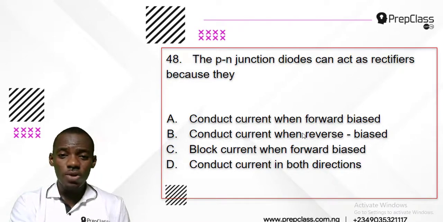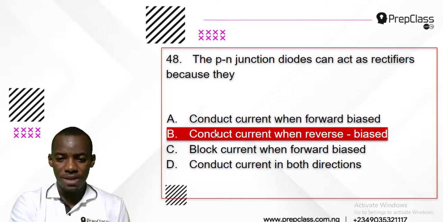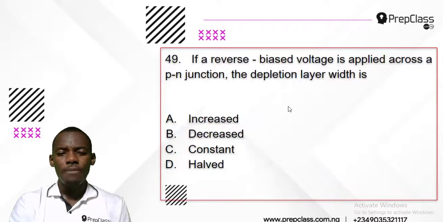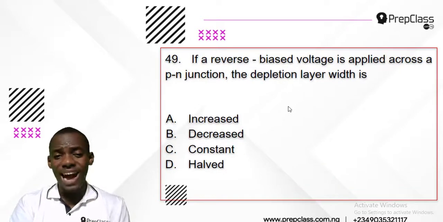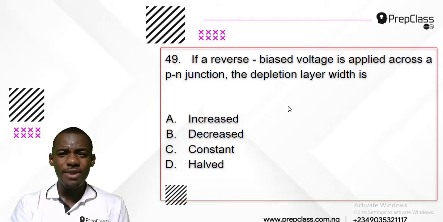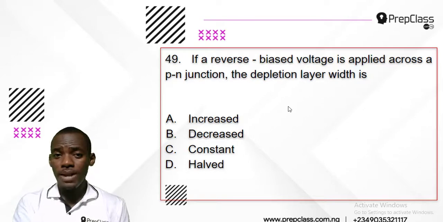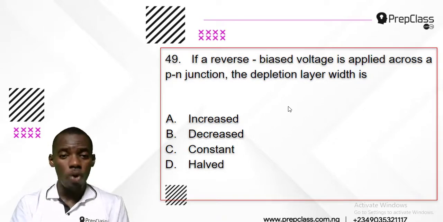So the answer to this question is B, conduct current when reverse biased, and that is the situation it must be in for it to act as a rectifier, and that is the answer for number 48. Now, in a later video, we want to dive deeply into this topic of semiconductors to explain quite a lot of things to you, because it has so many wings that it should probably be explained as a topic on its own, not just on a past question.